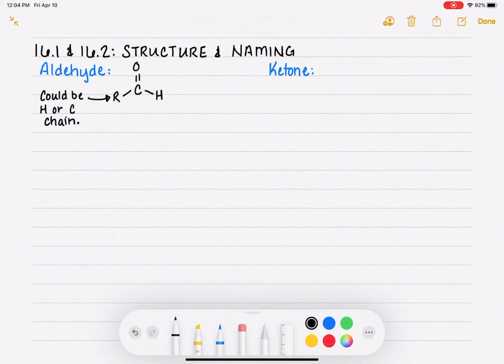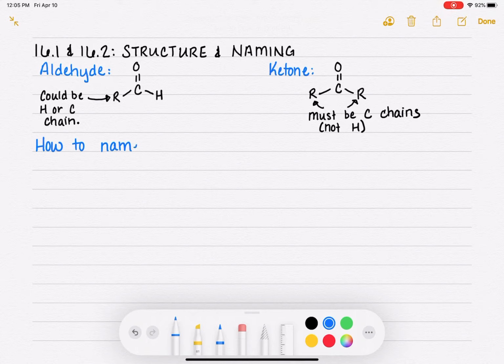The ketone also has a carbon-oxygen double bond, but the difference between an aldehyde and a ketone is that there cannot be any hydrogens at all attached to that carbon. So both of these must be carbon chains. Neither one of them can be hydrogens. If either one were a hydrogen, then we would call it an aldehyde and not a ketone.